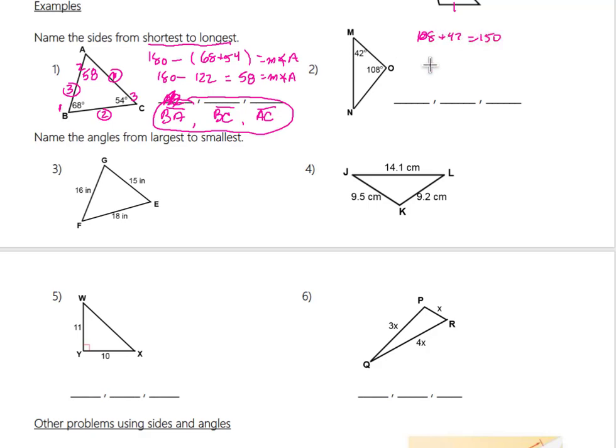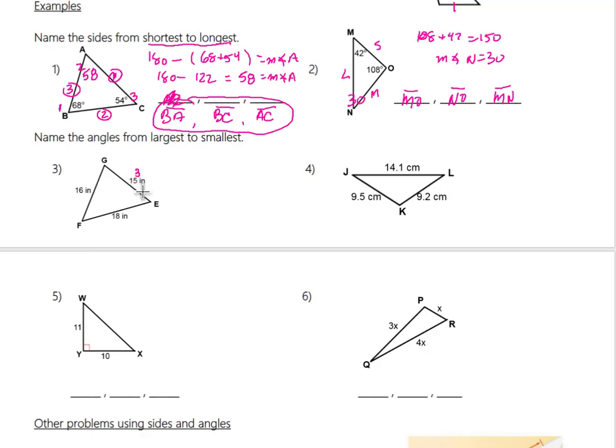Same thing for the next one. We need to find out what angle N is. So that's going to be a 30-degree angle, which is the smallest angle. So the smallest side is going to be MO. The next size angle up is angle M at 42. So the side opposite that is side NO. That's going to be the middle size side. And the longest side is opposite the 108. That's going to be segment MN.